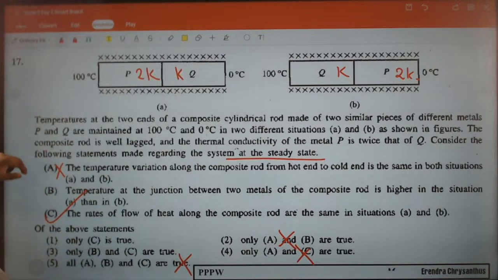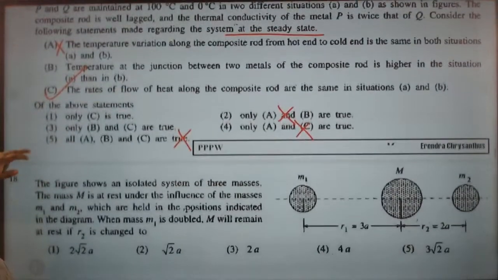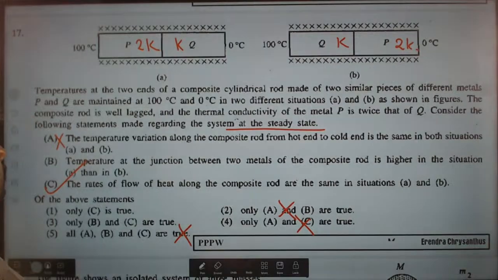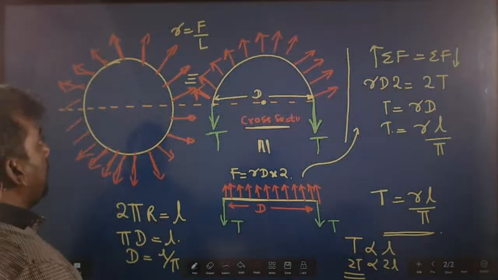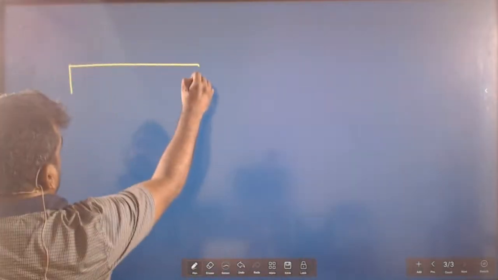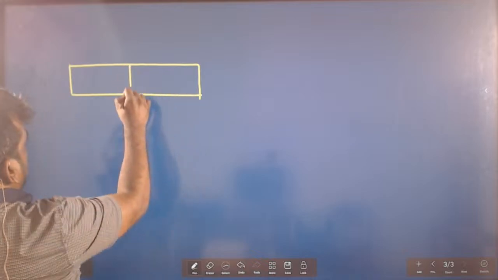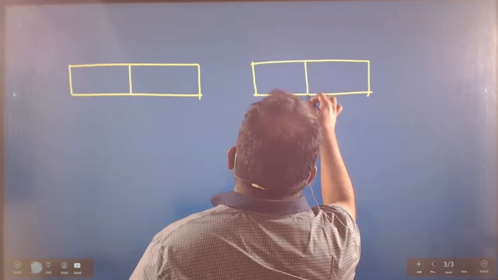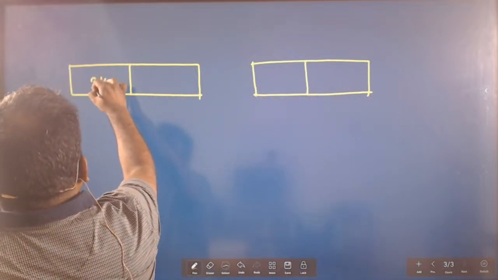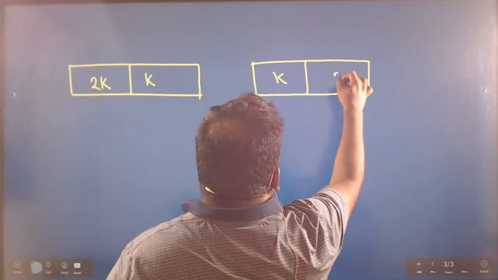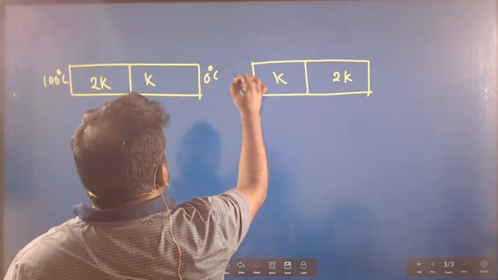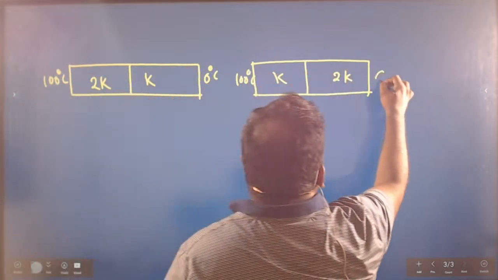Now if I draw this, no space is given, so I'll use the board. Look at the board carefully. This is one. This is the other one. Here 2K, here K, here K, here 2K, here 100 degrees Celsius, 0 degrees Celsius, 100 degrees Celsius, 0 degrees Celsius.